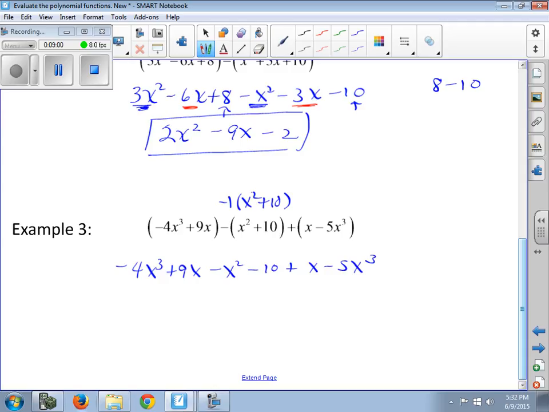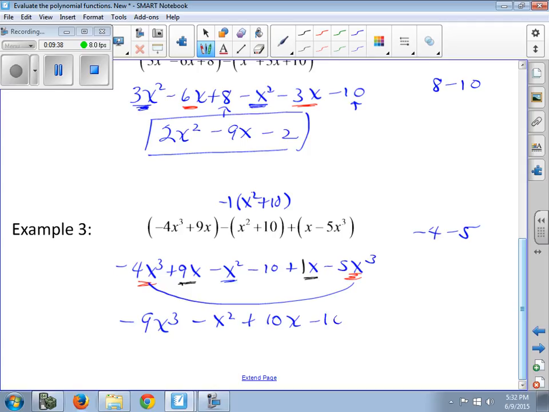We want to combine the like terms, keeping them in descending powers. The highest exponent is the cubes. So we'll have negative 4x cubed and negative 5x cubed. Negative 4 minus 5, if you're putting it in the calculator, would be negative 9x cubed. And then we only have one squared term, so we just bring down the negative x squared. And then we have 9x plus x, and that's plus 1x. 9 plus 1 would be 10x. And then we only have one number left, and that's minus 10.